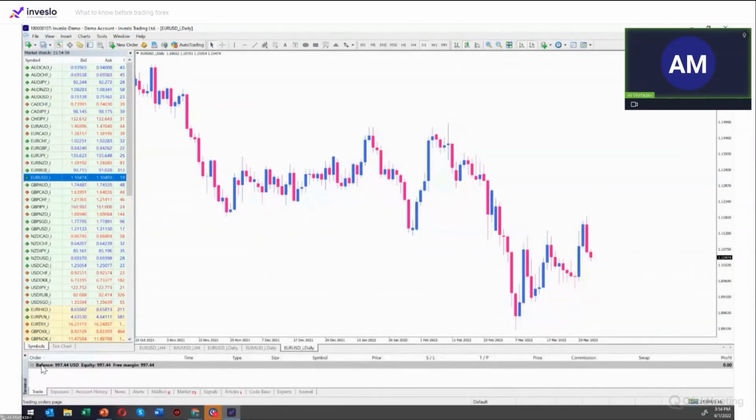Here is my terminal. My balance is about 1,000. Okay, it means when I think the euro is going to strengthen against the dollar, I can put my money in euro instead of the USD.